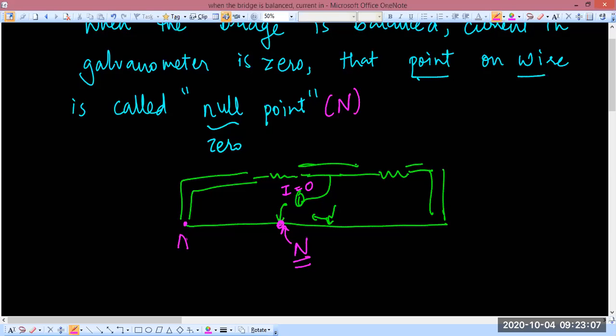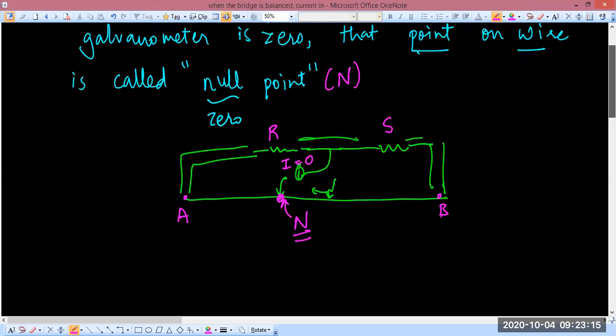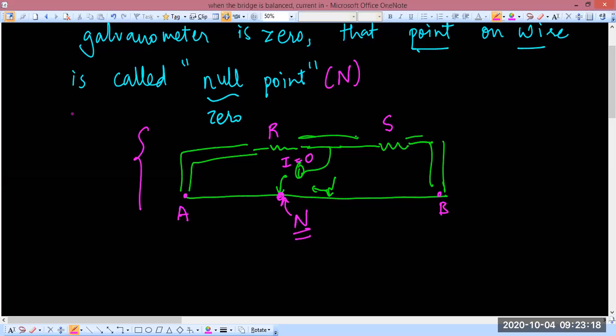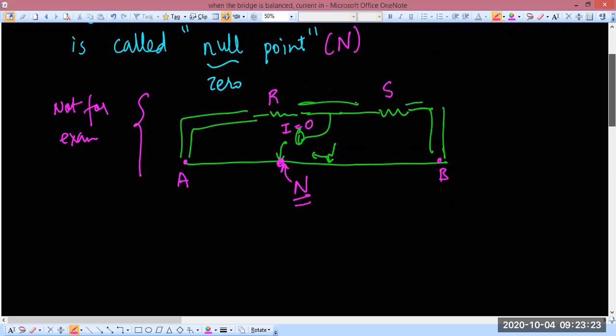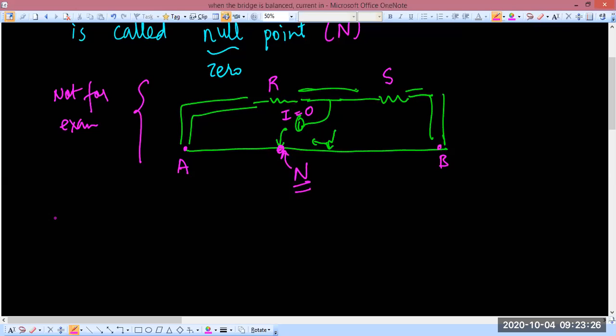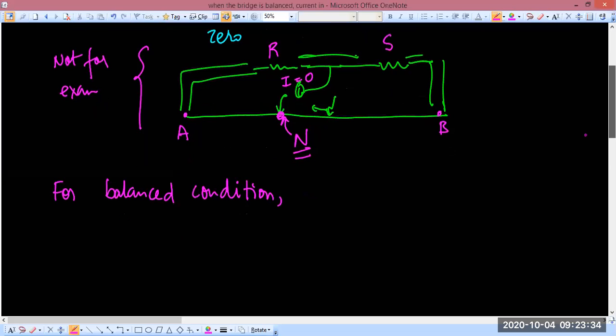Think about it carefully. This is A, here is unknown resistor R, this is known resistor S, this is N, and this is B. Right? So let's continue with the derivation. You don't need to draw this diagram, it's not for the exam. But now the next point we will continue. For balanced condition, you are going to have R upon RAN is equal to S upon RNB. Clear?